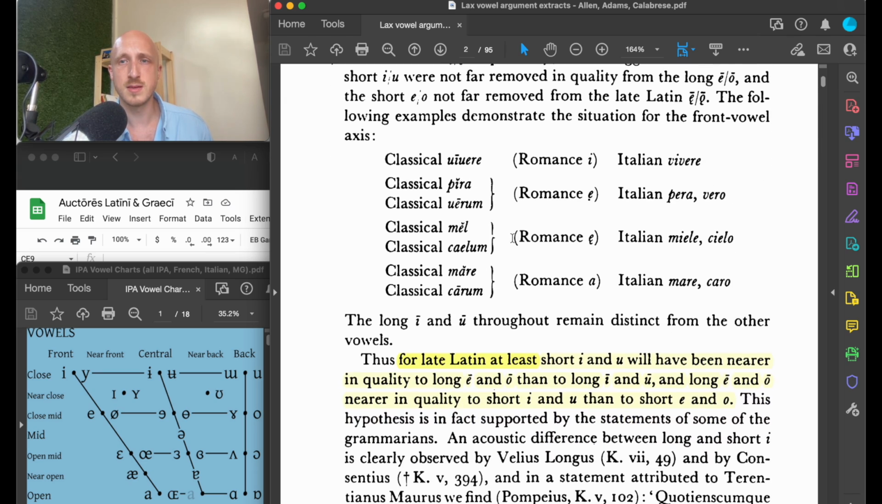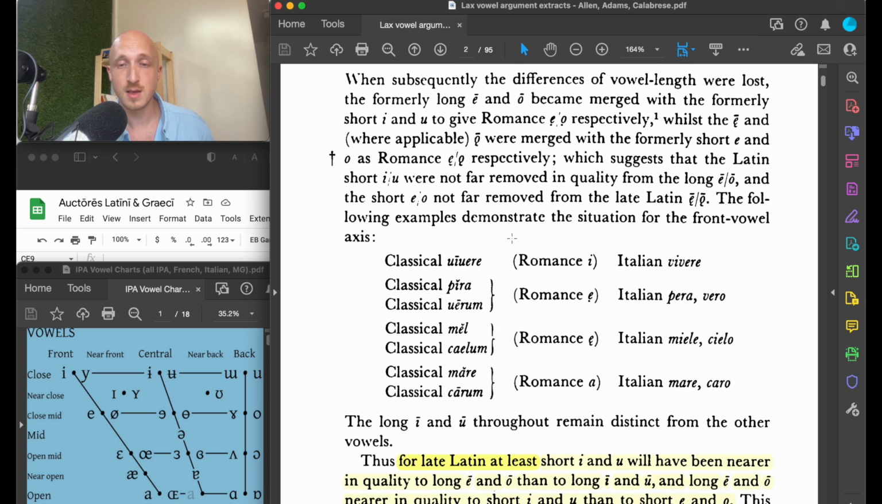The point here that he makes, which is convincing, is that we have classical vivere, to live, and Italian vivere. And the classical pira, pears, turns into Italian pera. And this merges with the classical long e. The short i merges with long e, verum, becoming Italian vero, as he writes here. Classical mel becomes Italian miele. Classical caelum becomes Italian cielo. But notice that the a has no quality change. Mare, carum: mare and caro in Italian.